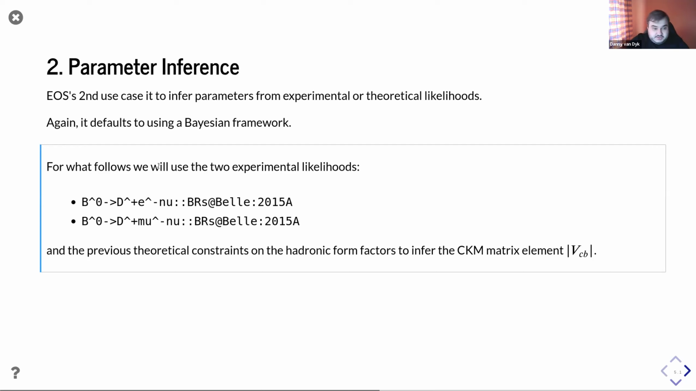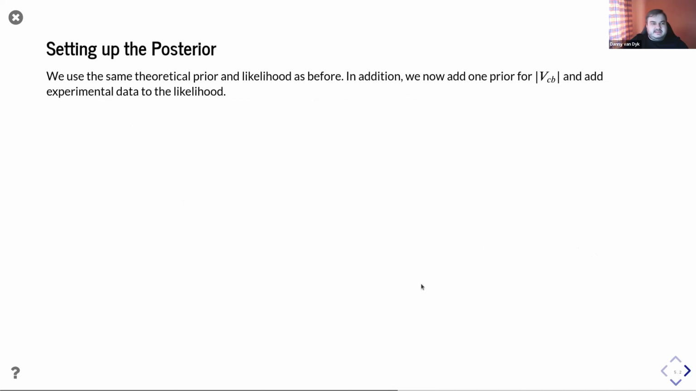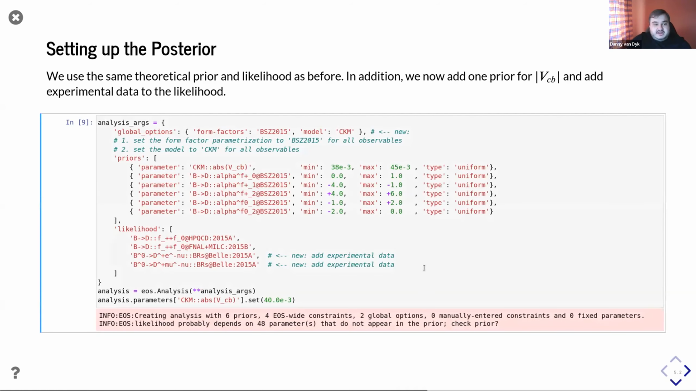In addition to the two experimental likelihoods, we also add the CKM matrix element V_cb, or rather its magnitude, to our list of priors. The full list of constraints, I said that before, but I hadn't written it down. I do it here. The full list can be inspected interactively using eos.constraints or via this hyperlink. And let's set up the posterior. So as I said, we now have one prior and two pieces of experimental data in the likelihood. So this is what our construction of the analysis looks like.